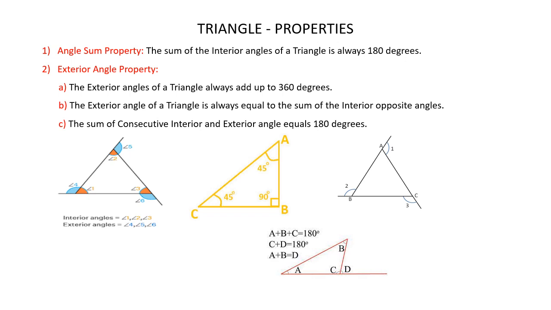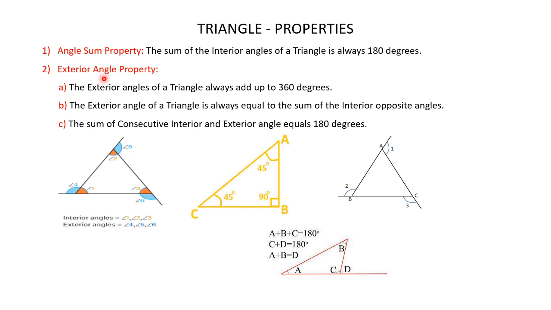Let's now understand the properties of a triangle. Angle sum property. The sum of the interior angles of a triangle is always 180 degrees. Look at this triangle. Here, angle 1, angle 2 and angle 3 are the interior angles. So, according to angle sum property, angle 1 plus angle 2 plus angle 3 will always be equal to 180 degrees.